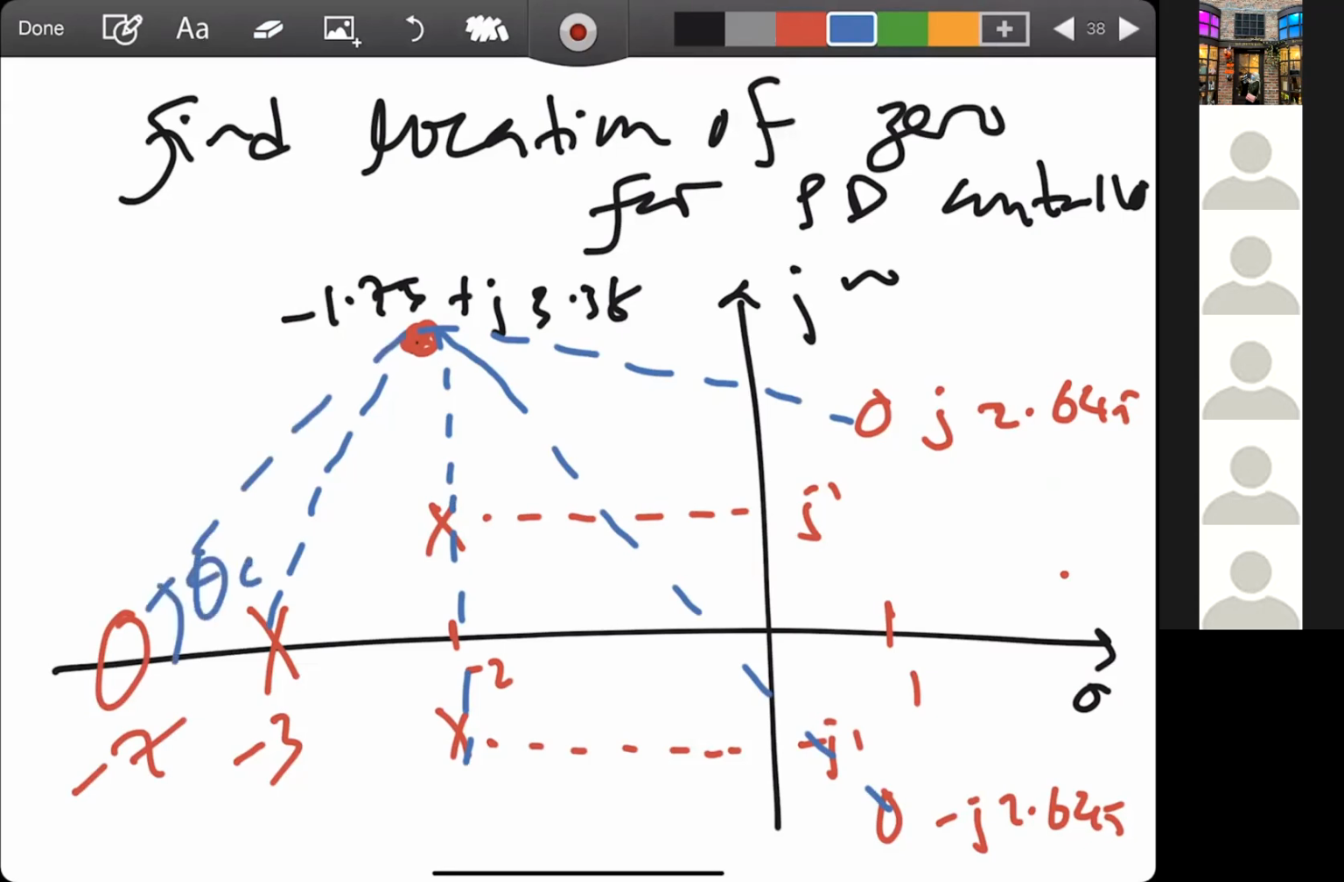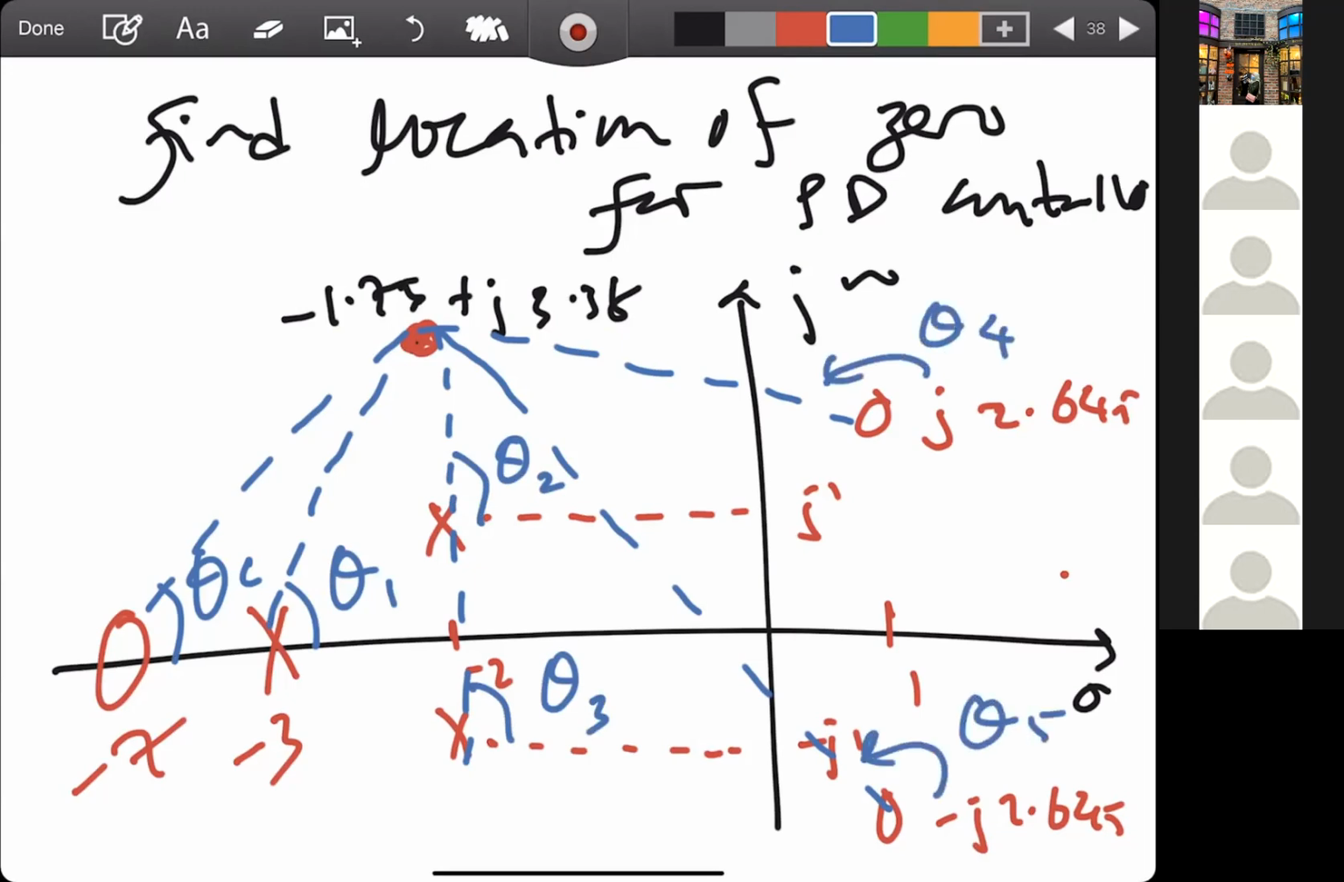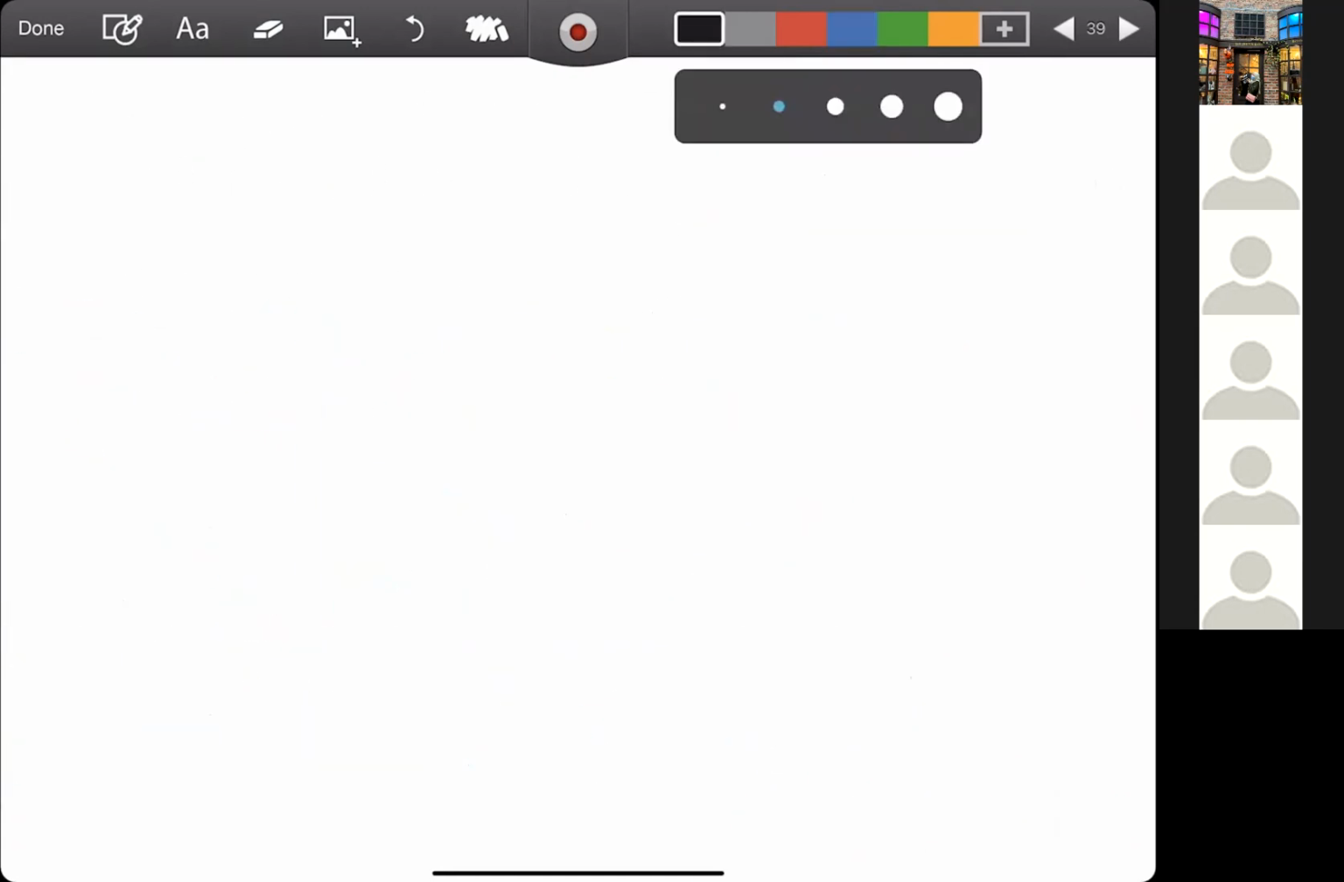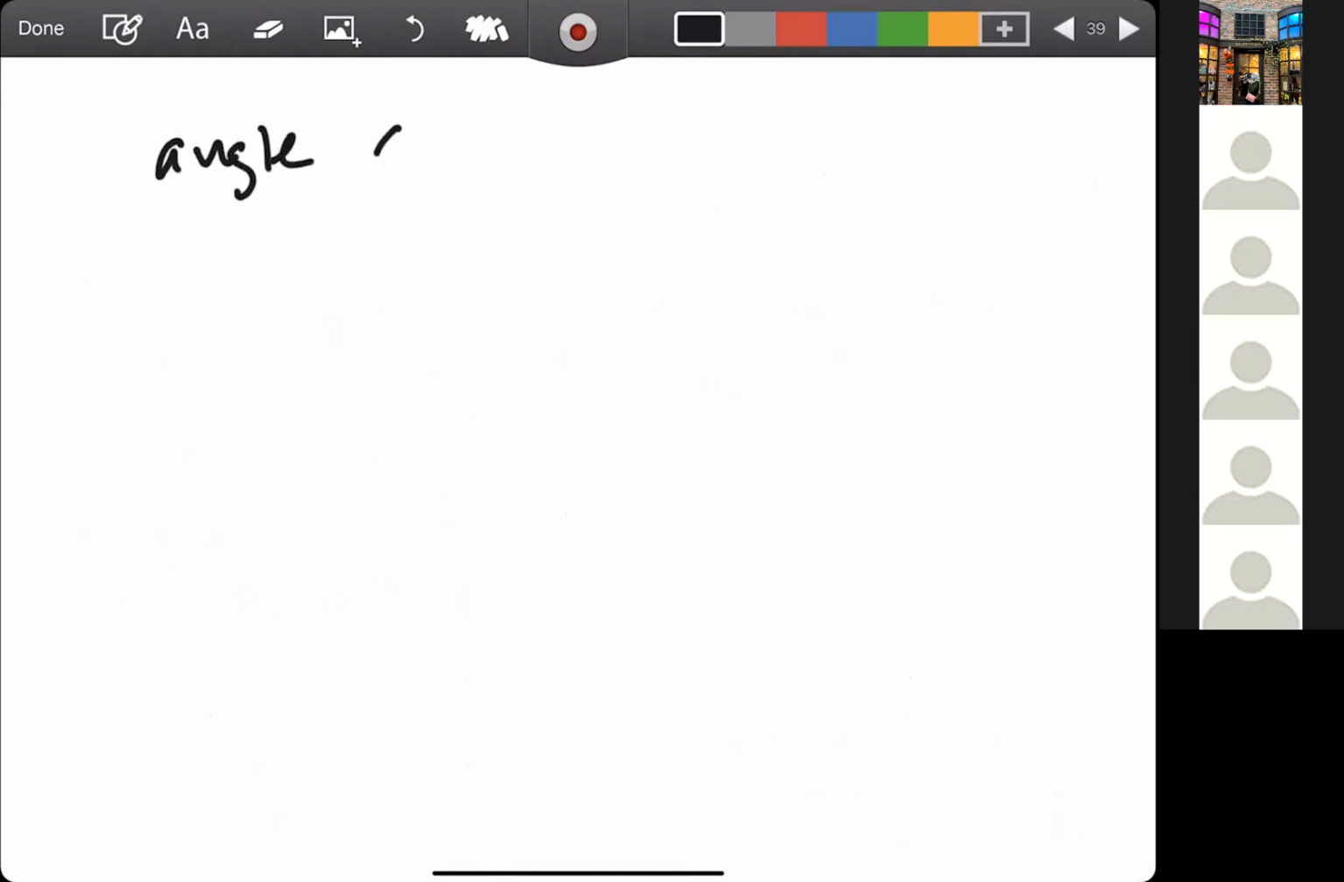So I name it theta C, theta controller, theta PD controller. This one is theta 1, this one is theta 2, this one is theta 3, this one is theta 4, and this one is theta 5. Okay, so you must draw this. For PD controller, you must draw this, compulsory. Then use the angle criteria.